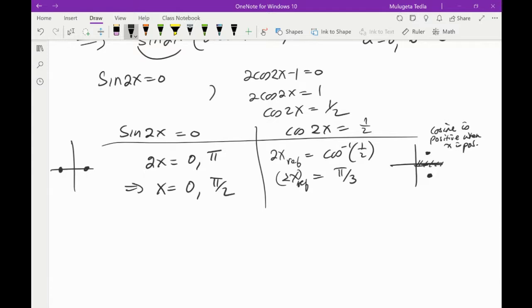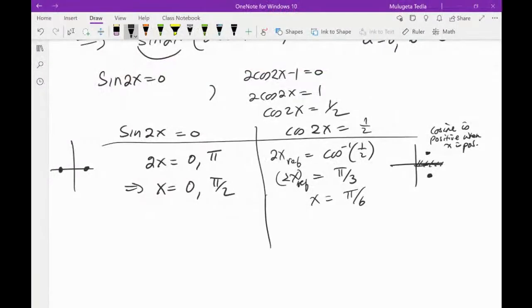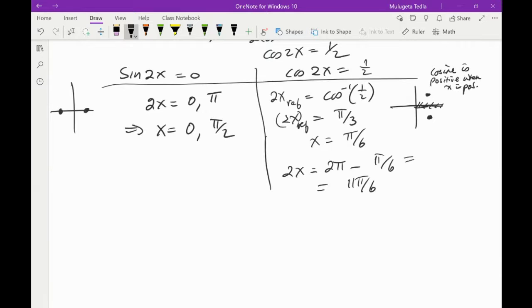So therefore, x is pi over 6, isn't it? Yes, thank you. And then the next one, 2x would be then what? 2x is 2 pi minus your reference angle, which is pi by 6, which is equal to 12 pi minus pi, 11 pi by 6, right? When you make them of the same denominator, 12 pi over 6 minus pi over 6 is 11 pi over 6. But I want x. X is 11 pi over 12.